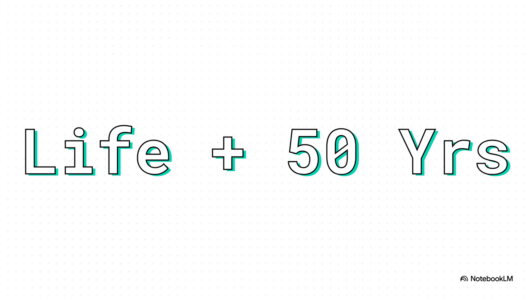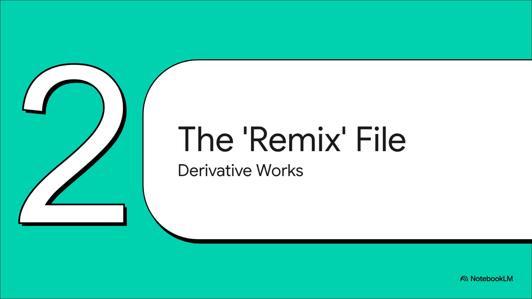So how long does this automatic protection actually last? The rule is pretty straightforward and easy to remember. It lasts for the entire life of the creator, plus another 50 years after they pass away. That is a really, really long time. Okay, let's move on to the second drawer in our mental filing cabinet. We'll call this one the remix file.